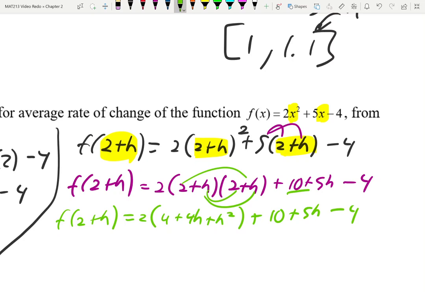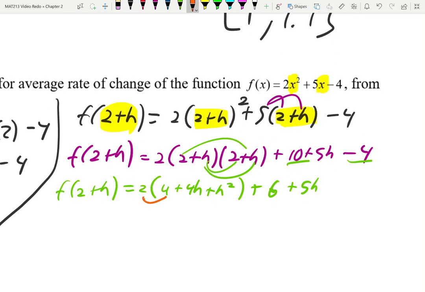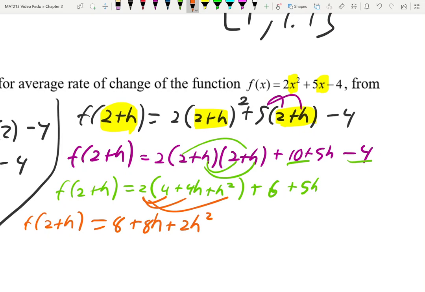And actually, I'll combine this 10 and this 4. We're going to put those together to make 6. Okay, moving right along. Now I'm going to distribute my 2 through. So this is f of 2 plus h equals 8 plus 8h plus 2h squared plus 6 plus 5h.